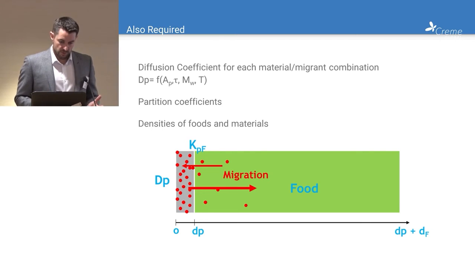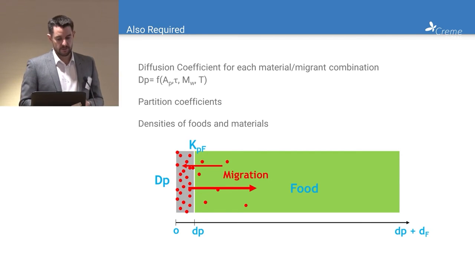So the other two inputs that we need, like I said, are the diffusion coefficient. This can be calculated as a function of the molecular weight, the temperature of the system that you're looking at, and then two material-specific parameters called AP prime and tau. This is an equation called the Piringer equation. A lot of this work in migration modeling was led by Otto Piringer, who founded the FABES company.